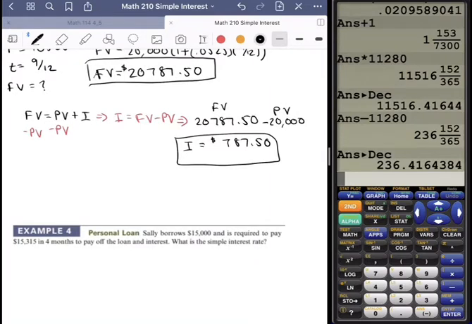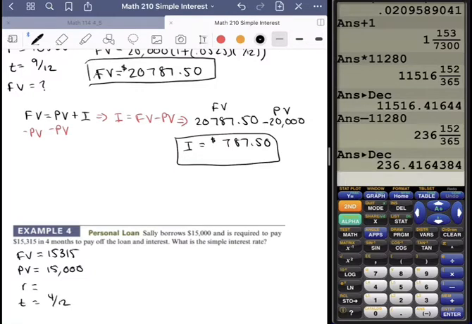So this one has Sally borrows $15,000. So I have future value, present value, and that's 15,000. And is required to pay, so that's my future value, at a rate, it doesn't say, time 4 months, so it's 4 out of 12.